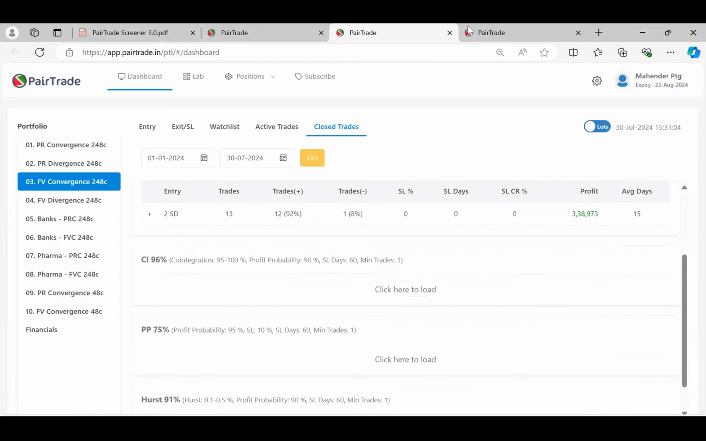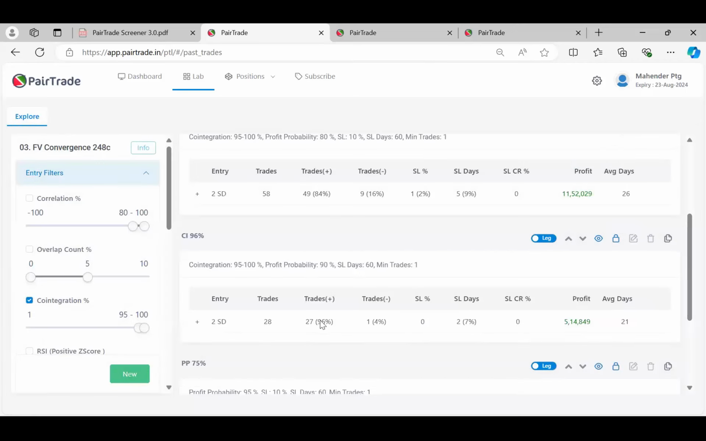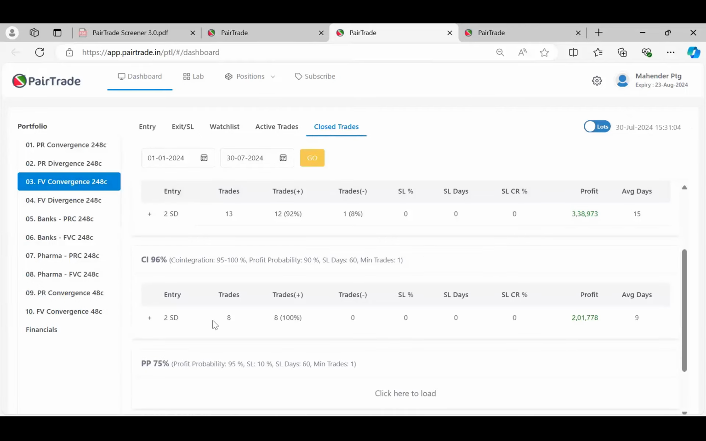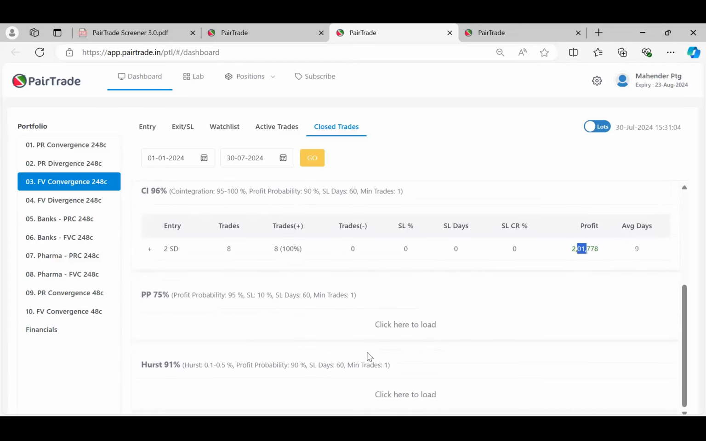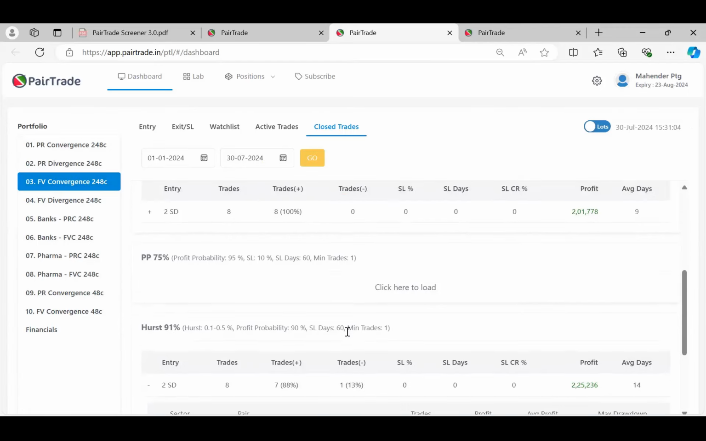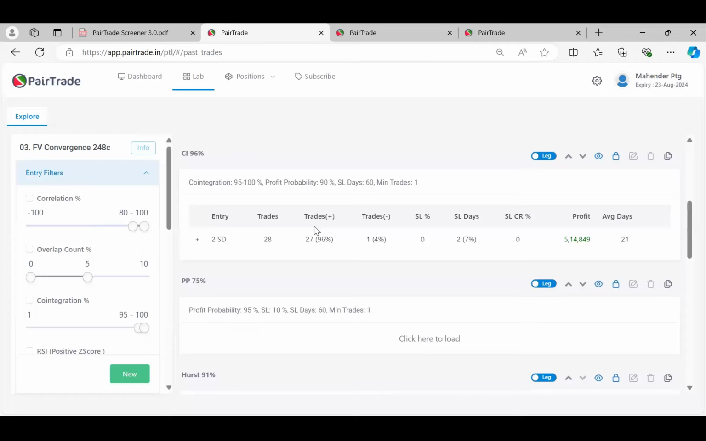Similarly, for co-integration, if we are using it, the accuracy is 96%. If you look, see here, 96% accurate, 28 trades, 27 successful, and 5 lakhs profit, which is very good. I can see in 2024, 8 trades, it is 100% instead of 96%, 2 lakhs profit. Similarly, Hurst it is 91%, so maybe one trade has come down. Yeah, so all are rated. One rated pair has given negative return.